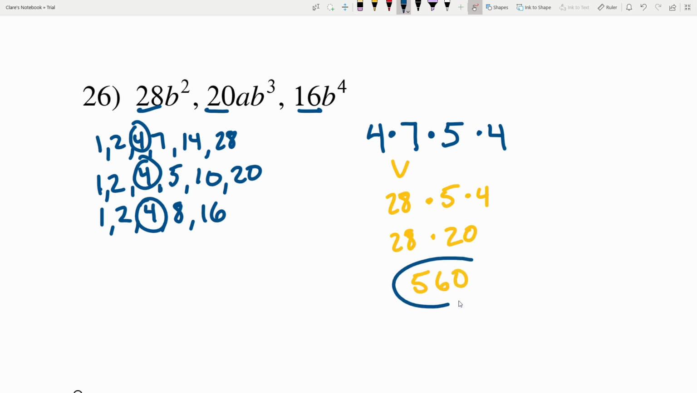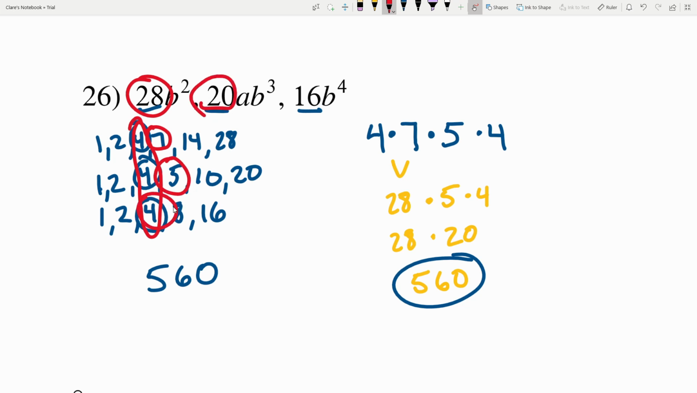So 560 is our LCM among those numbers, and that's because I took the greatest common factor among my numbers and multiplied it by the other factors that gave me my numbers. So 4 times 7 was 28, 4 times 5 was 20, and 4 times 4 gave me 16. I'll create that least common multiple because I used the greatest common factor in order to do so. So 560 among my coefficients.